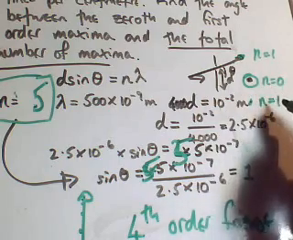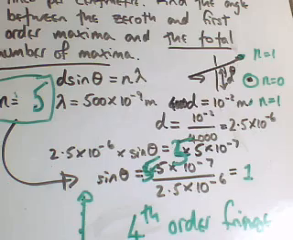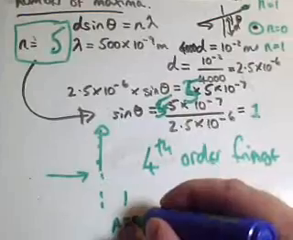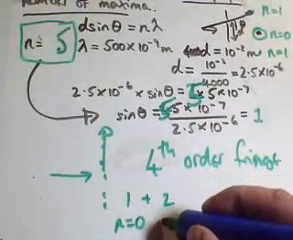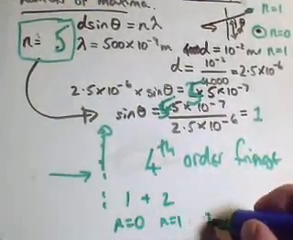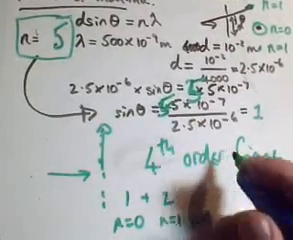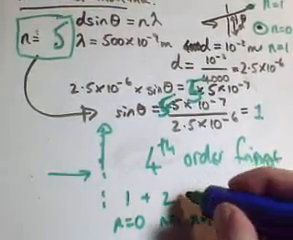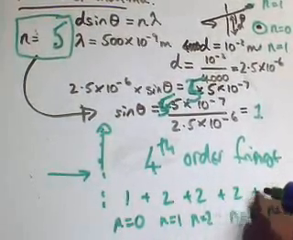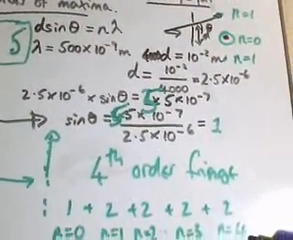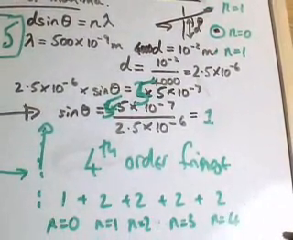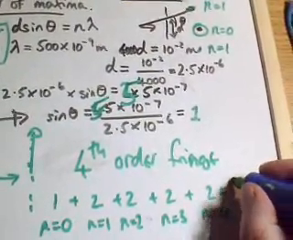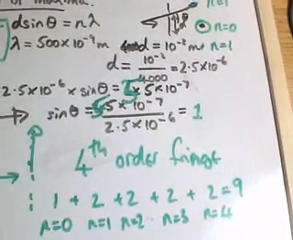So the total number of fringes will be 1 for n equals 0, and then 2 fringes for n equals 1, and 2 for n equals 2, and 2 for n equals 3, and 2 for n equals 4, so that's plus 2, plus 2, plus 2, plus 2. But after n equals 4, we've argued that n equals 5, and certainly higher than that, we won't see the fringes, so the total number of maxima we'll see will be 9. And that completes that question.